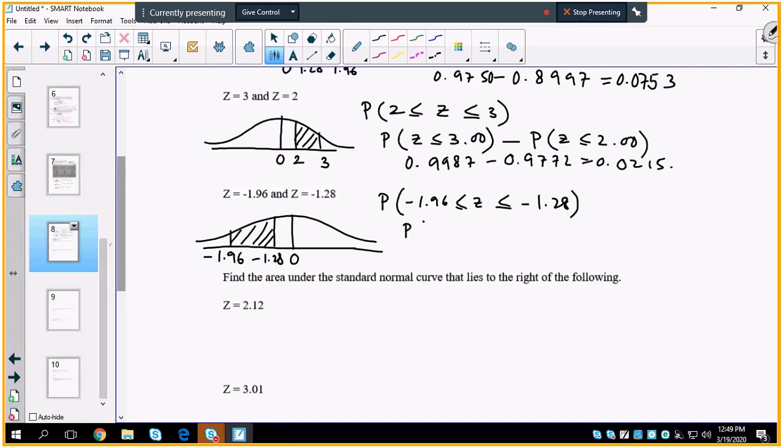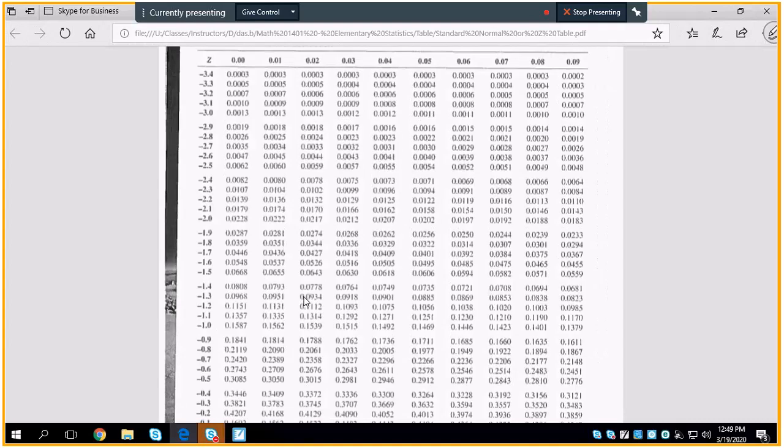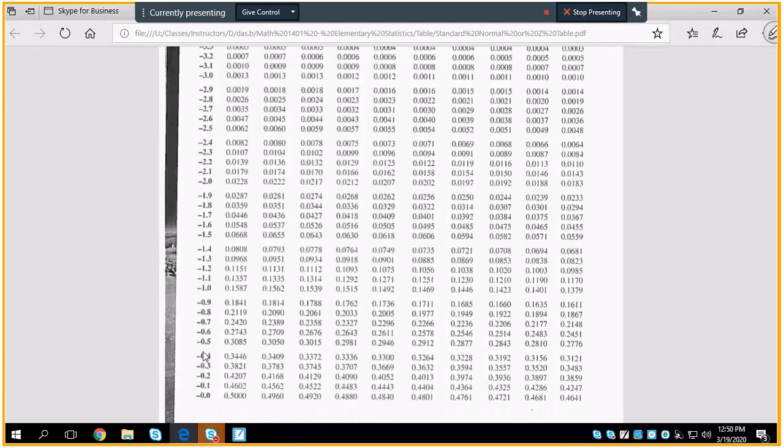So write probability z is less equal to the higher value between these two, negative 1.28, minus probability of z less equal to negative 1.96, the lower value. So both of these values will be found on the negative side of the table. So we'll go to the negative side of the table. First one is negative 1.96. So I go to the row negative 1.9 and the column 6, so 0.6. So 0, 1, 2, 3, 4, 5, 6. That's 0.0250.